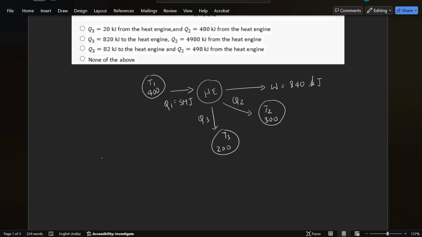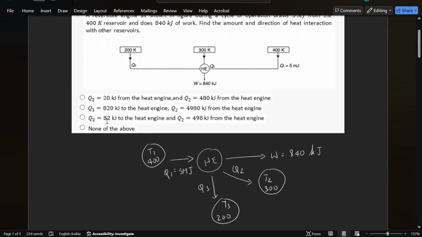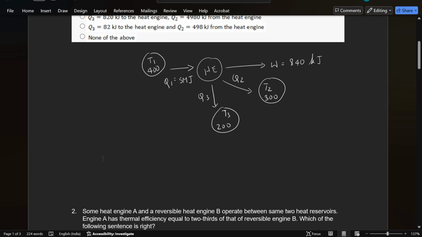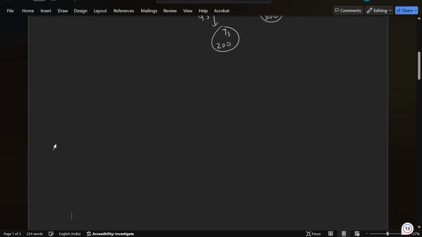So now we'll see from the heat engine's perspective. Now the heat engine is the system and all these are reservoirs. All right. So what are the things that we know? For the heat engine, let's say it's an ideal engine, right? It's a reversible engine.